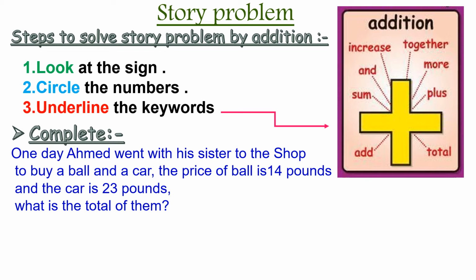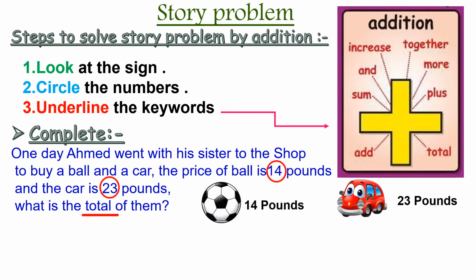He asked about the total. So first we make addition. Okay, number 2, circle the numbers. Number 3, underline the keyword. So the keyword here is what? Total. So he wants to get the price of them together.